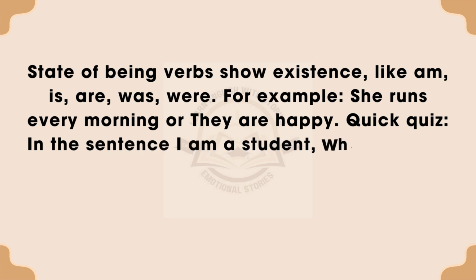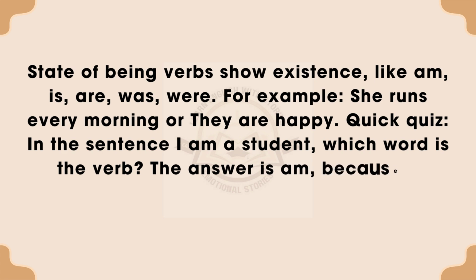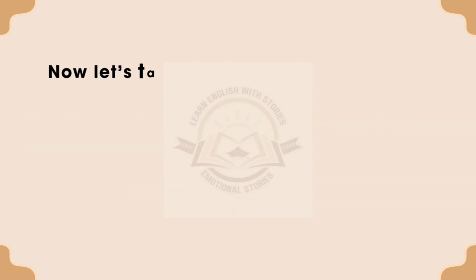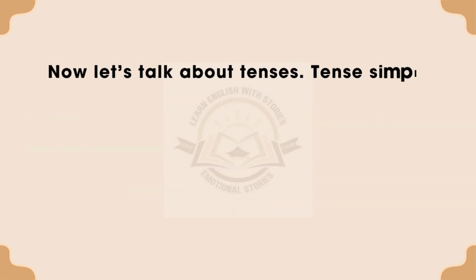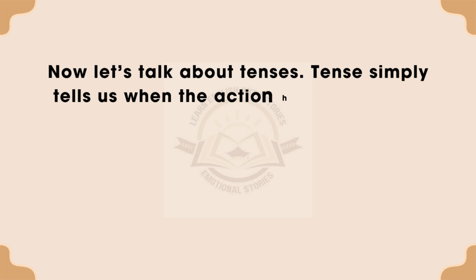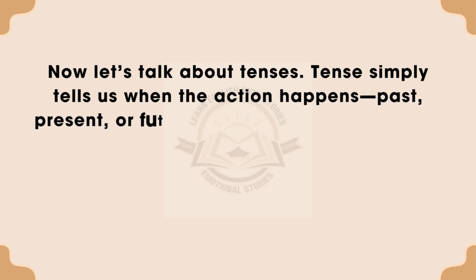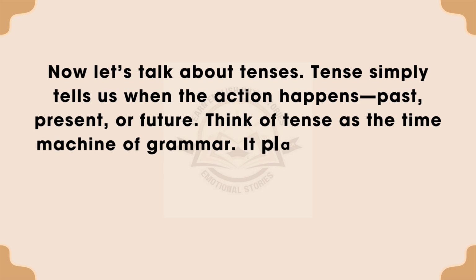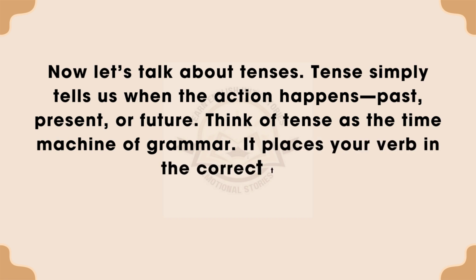Quick quiz. In the sentence, I am a student, which word is the verb? The answer is am, because it shows a state of being. Now let's talk about tenses. Tense simply tells us when the action happens, past, present, or future. Think of tense as the time machine of grammar. It places your verb in the correct time.